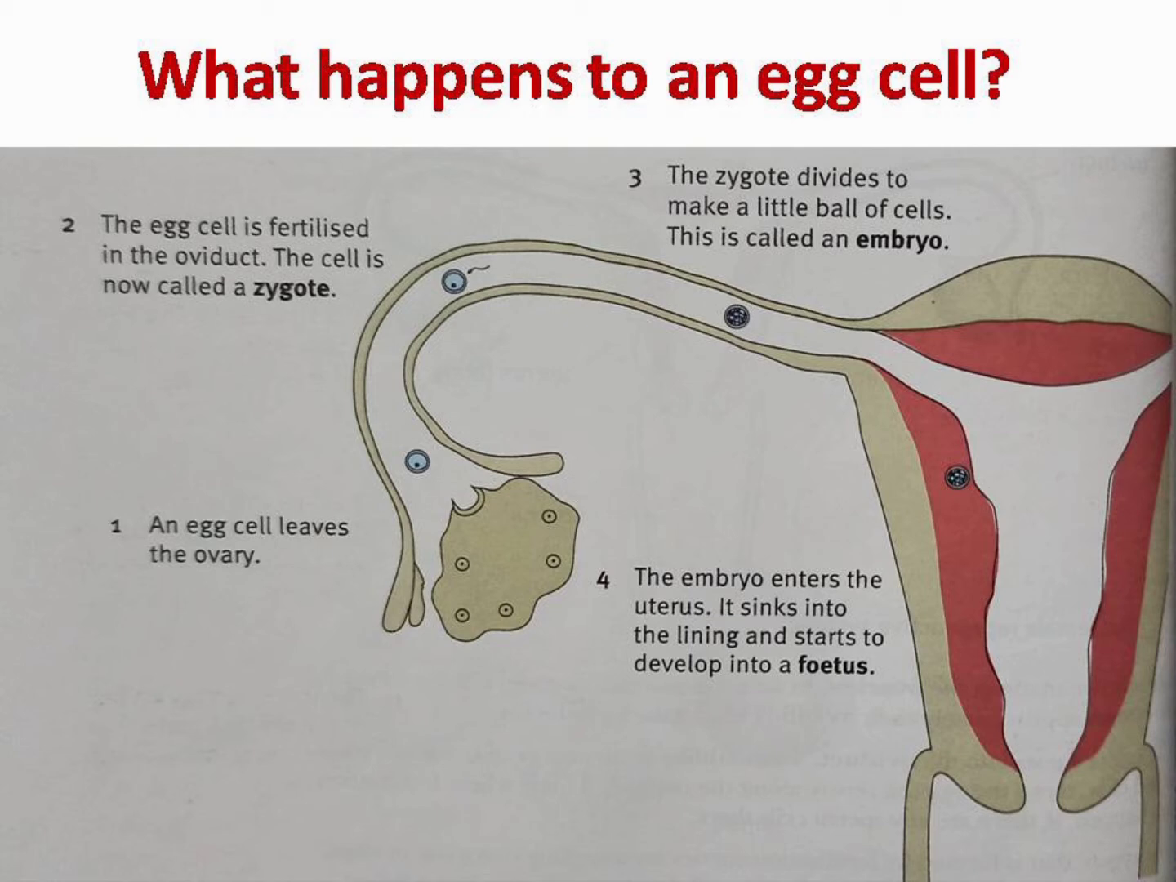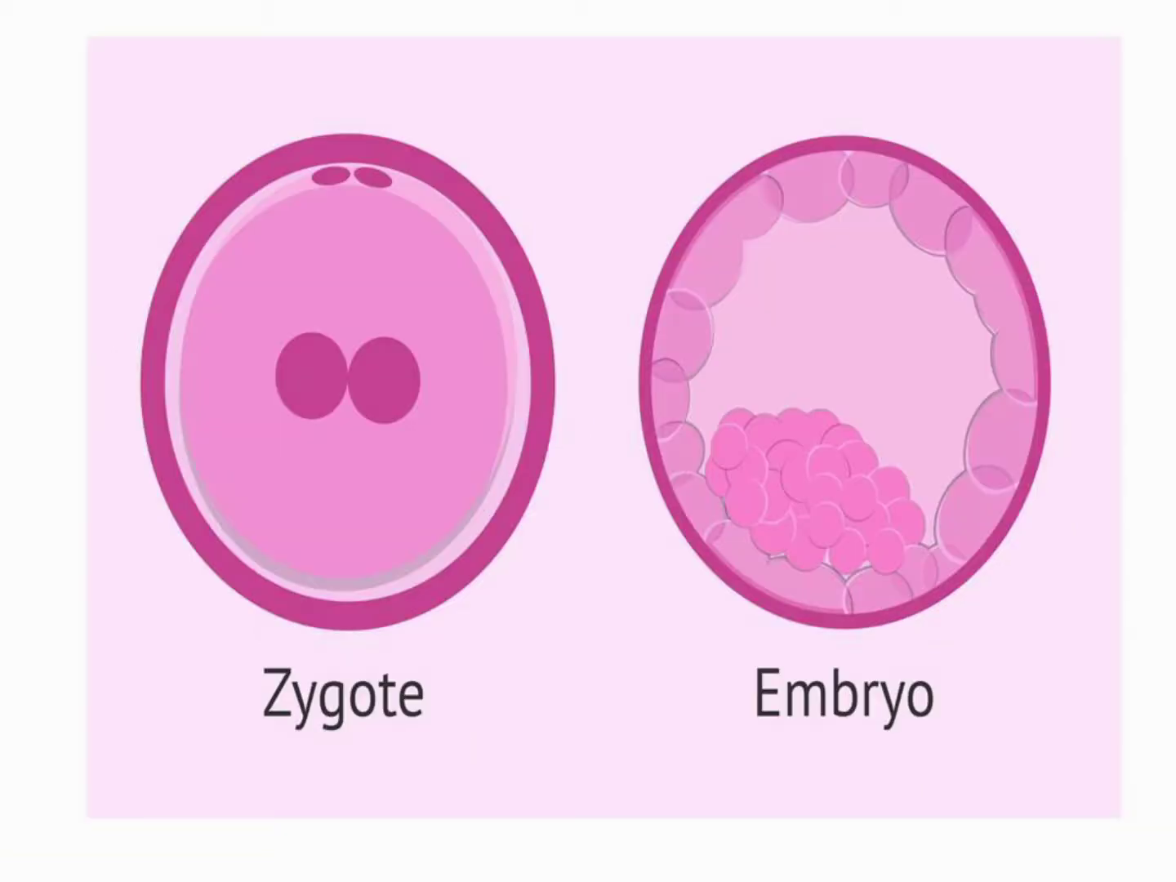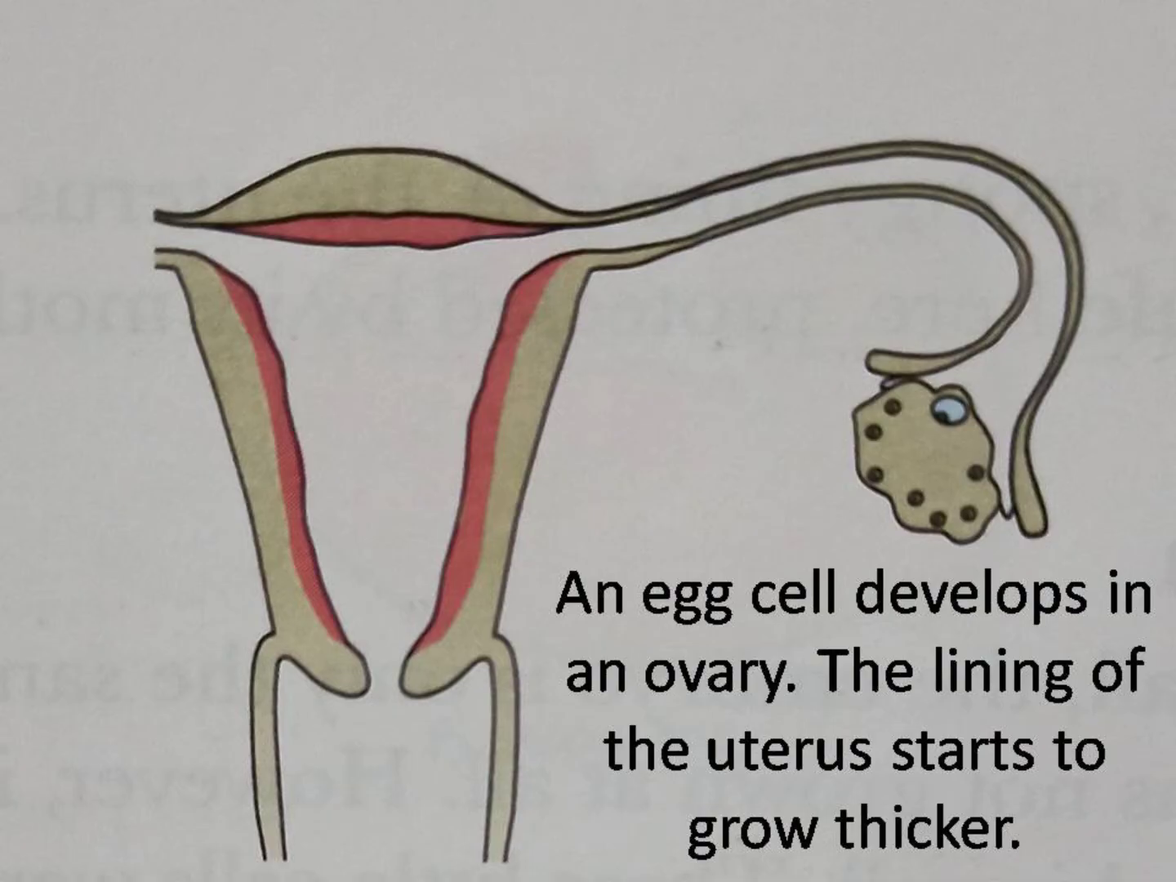It sinks into the lining and starts to develop into a fetus. The moment at which the zygote is formed is called conception. It takes several days for the zygote to become an embryo and travel into the uterus.